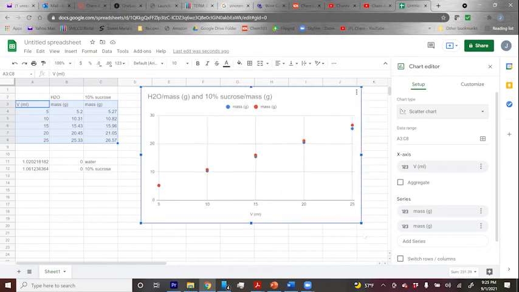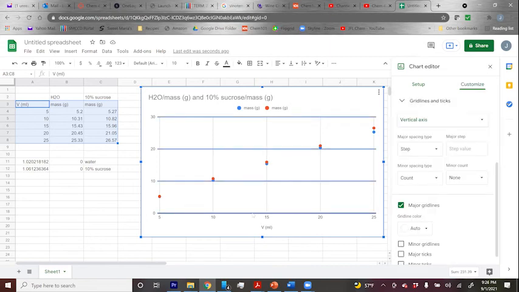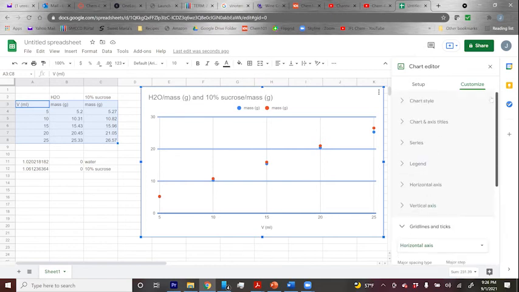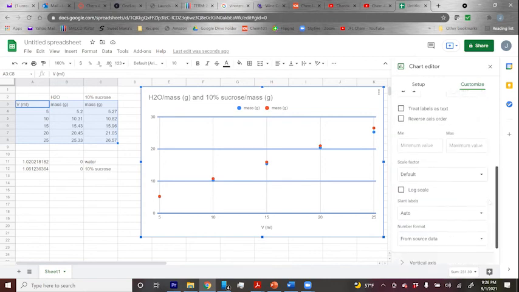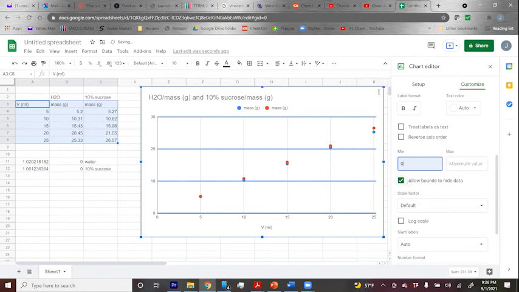I can also blow this up to make it easier to separate these points, as you can see they're super close together. The other thing I can do is make sure that my volume goes to 0. I double click on the horizontal axis and set the minimum value to 0. You see it changes from 5 to 0. That gives me a better idea of what my y-intercept is going to be.